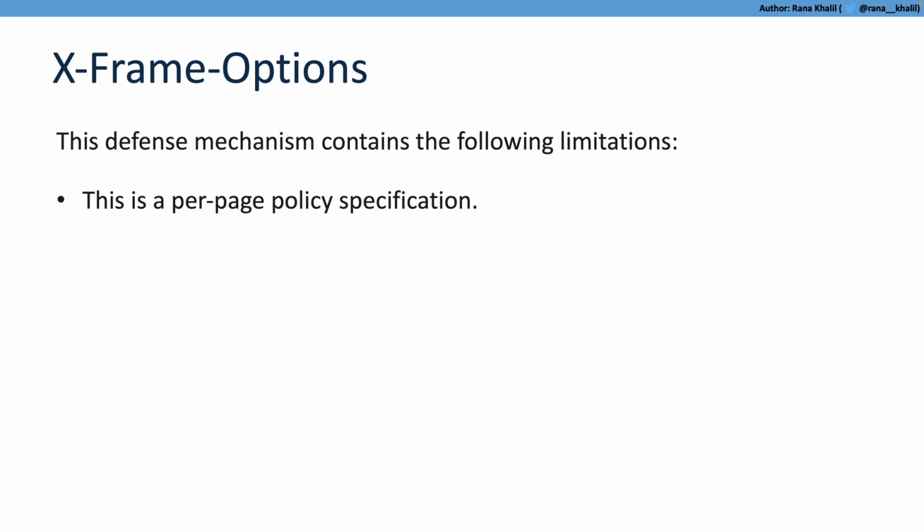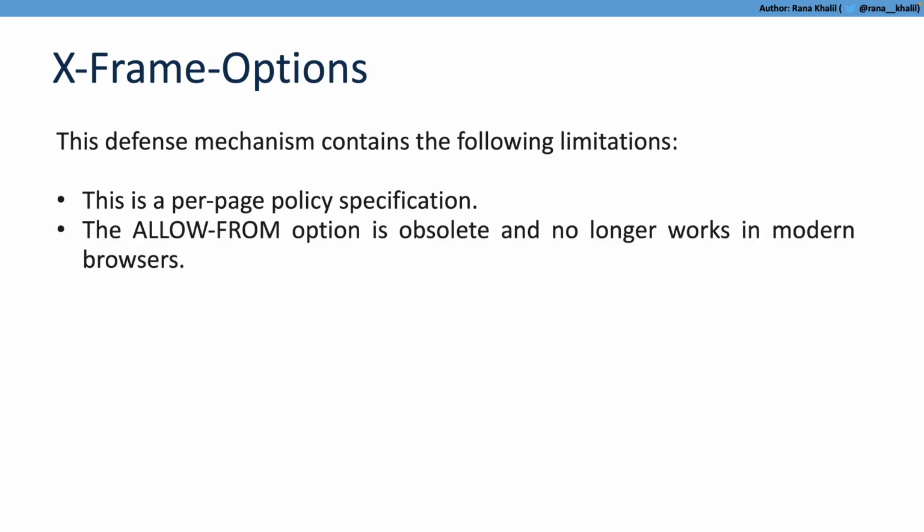The first limitation is that the X-Frame-Options response header follows a per-page policy specification. What that means is that it needs to be specified for every single page, which can be cumbersome and prone to errors. However, if you're a developer, you could just implement a filter that automatically adds the header to every page in the application. So there is a workaround to this limitation.